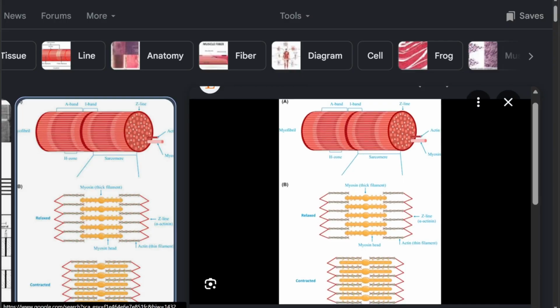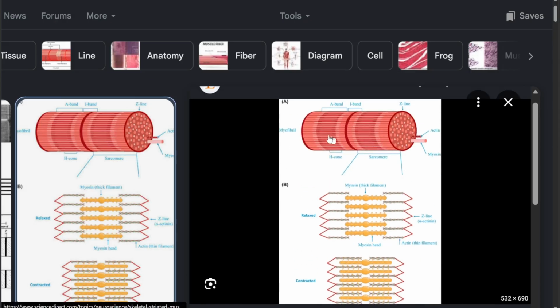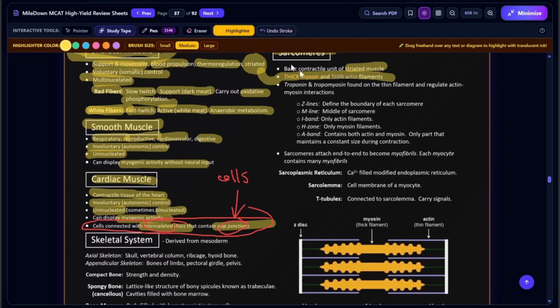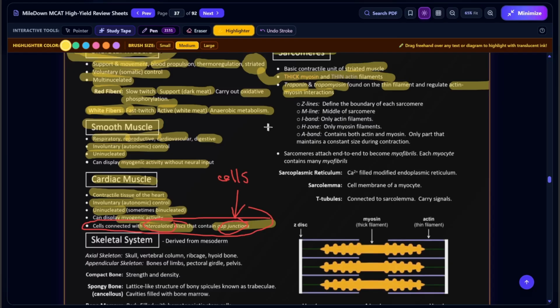This is a good picture of your skeletal muscle. And so let's go back for a second. Troponin and tropomyosin are found on the thin filament, and they regulate actin-myosin interactions. So on your thin filament, you have troponin and tropomyosin. And so you basically want to understand, how is your muscle able to contract? That's what we're trying to describe right now.